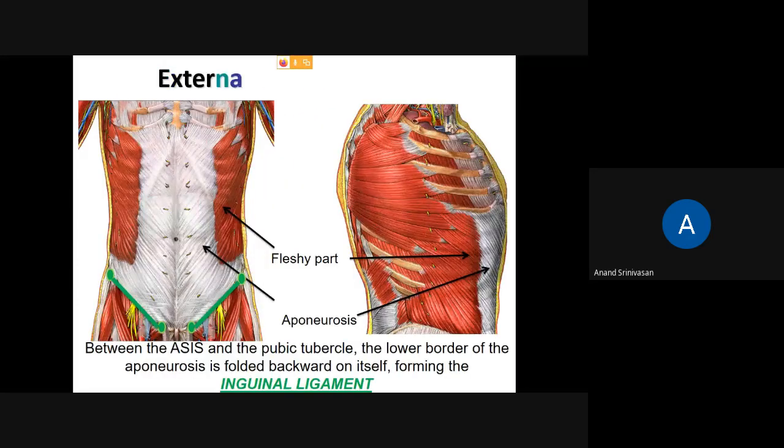All right, so the external oblique muscle, as I said before, I have given you the origin and insertion. You can have a look into it later. But what I am going to concentrate on now is the lowermost part of the external oblique. The external oblique muscle is modified. The external oblique aponeurosis is folded back on itself and it forms the inguinal ligament. The inguinal ligament, you know, extends from the anterior superior iliac spine to the pubic tubercle.